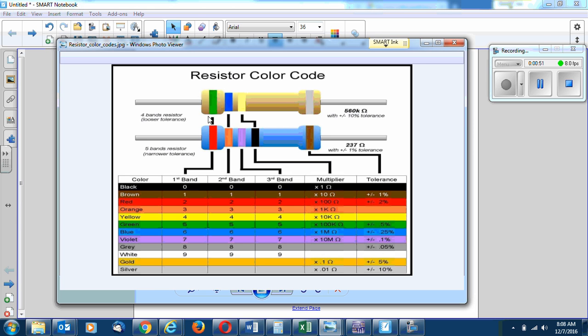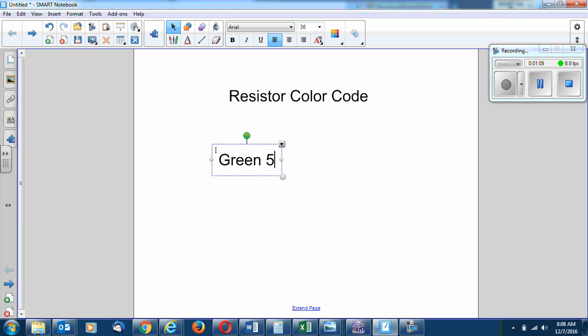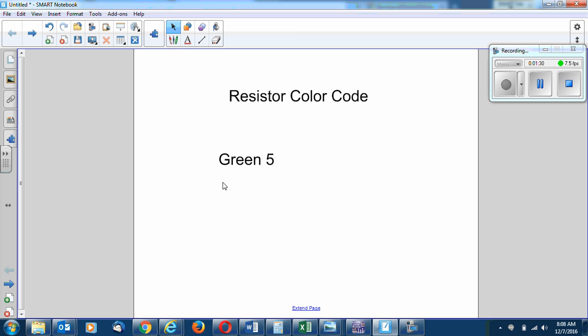So the first band is green. Green corresponds to 5. Now look what I'm looking at. I'm looking at the first band column. All right, so I'm going to go ahead and put that down. Green is 5. Okay, so the next one over here is blue, and this is the second band. So I go into the second band column, I find blue, and it says 6. Okay, so that's what I'm going to write down. Blue is 6.